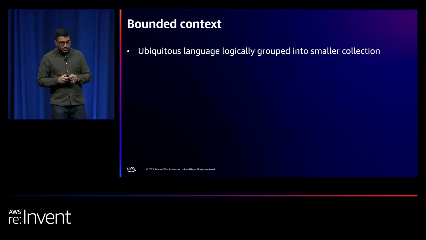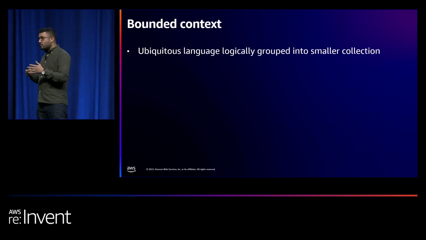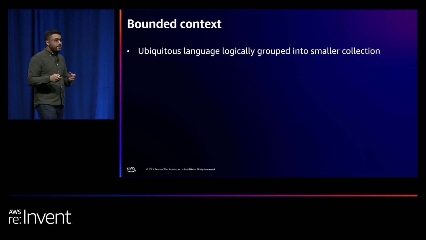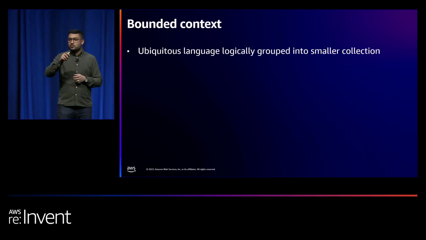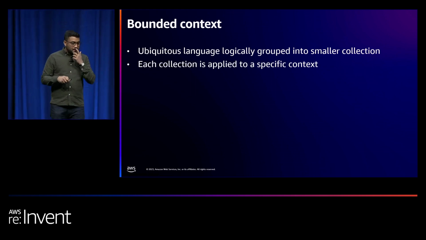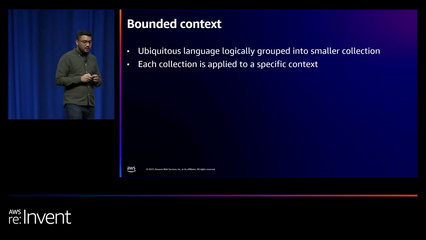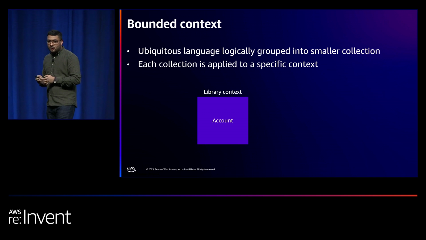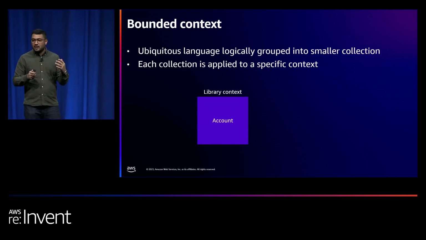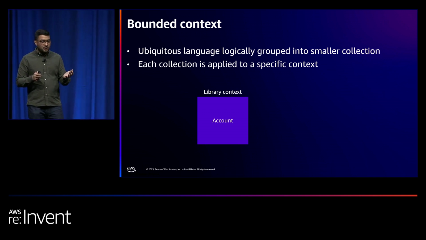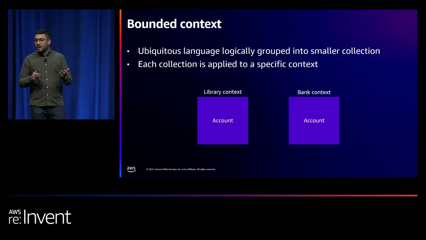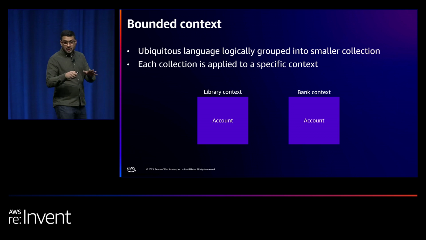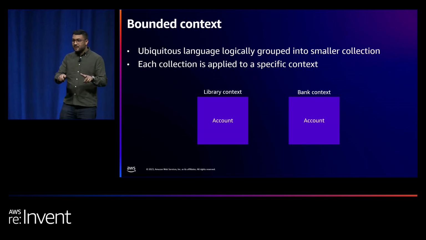Bounded context is basically when you have the ubiquitous language, you try to group it together and find the business process to which those ubiquitous languages belong. It is a collection that is applied to a specific context. For example, if you take an account and put it in a library context, it's going to mean something different than it would in a bank context, right?